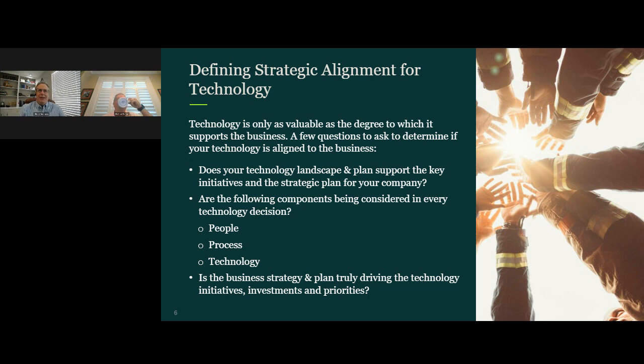And, you know, kind of from an M&A perspective, does the tech landscape support the investment hypothesis? Where are we going? What are our sales goals? That type of thing. And are the following components being considered in every technology decision? And that is people, process, and technology. People, because someone's got to drive the machine that's put together. Process, because we want to deliver our service and our product consistently, which is kind of the definition of quality. So we need some consistency there. And then lastly, technology in terms of what is the architecture that we need to make that happen?